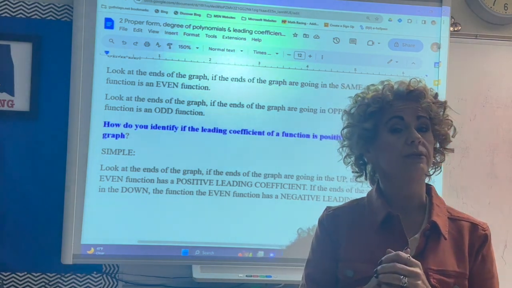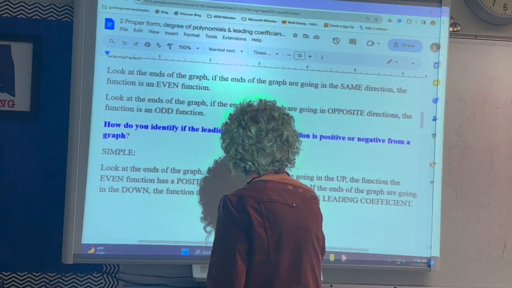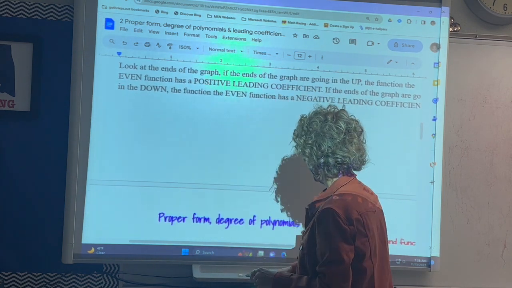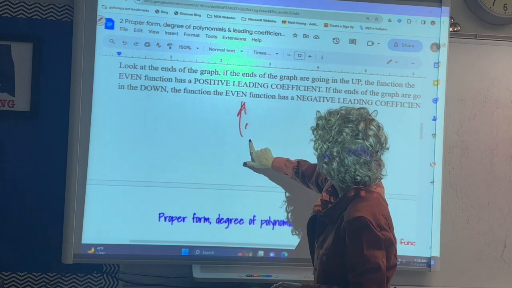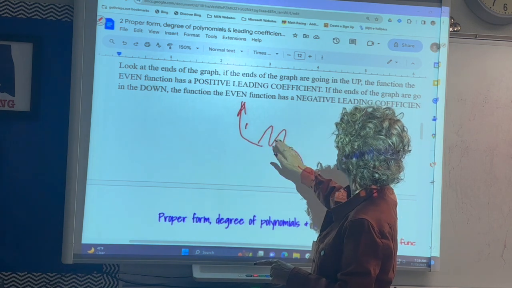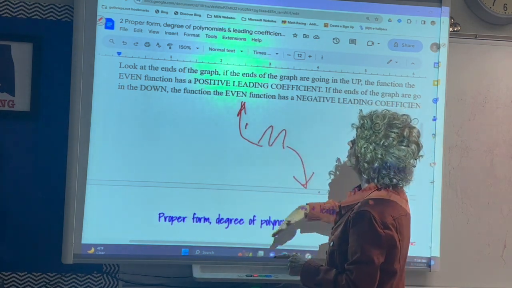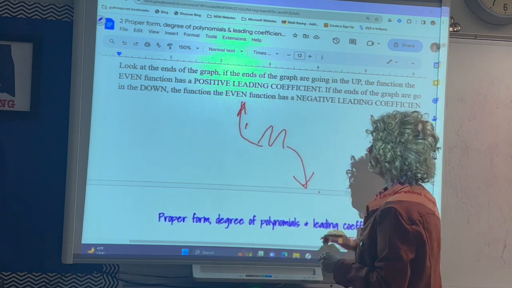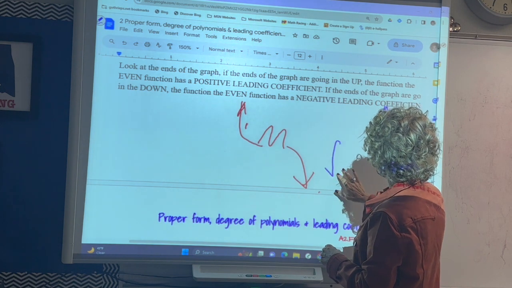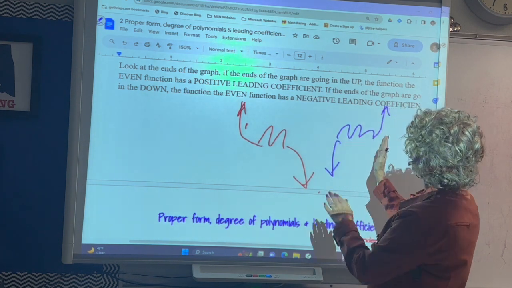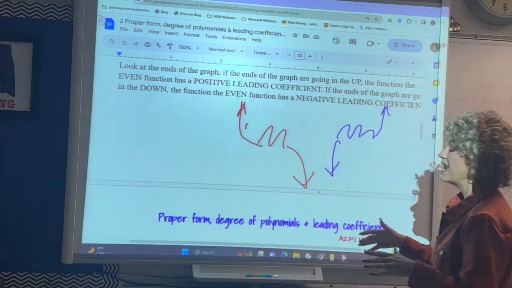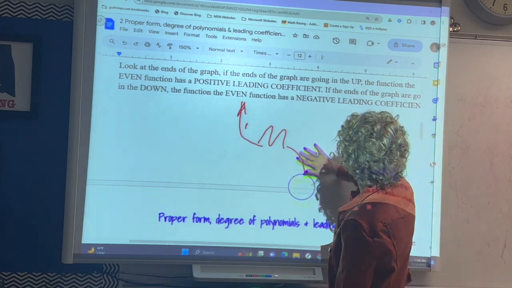Now let's look at an odd function. On the odd function, let's scroll this up just a little bit. If the left side is going up, but the right side is going down, regardless of what happens in the middle, this is an odd function with a leading coefficient that's negative. If you have an end that's up on the right and an end that's down on the left, regardless of what goes on in the middle, this is an odd function with a leading coefficient that is positive. And like I said, I have several graphs that we're going to look at.